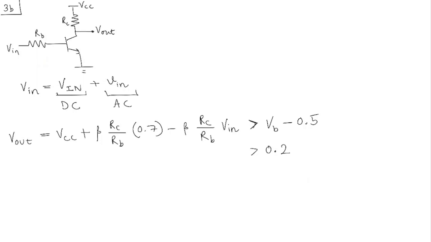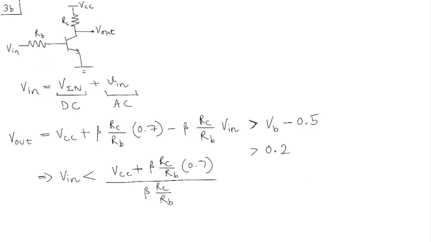So one condition, and we can write the condition over Vn. So what do we get? Vn has to be less than, in this case, VCC plus beta RC over RB times 0.7, divided by beta RC over RB, right? Which means that Vin has to be less than VCC times RC divided by beta RB plus 0.7. So that's one condition on V in that we have got.